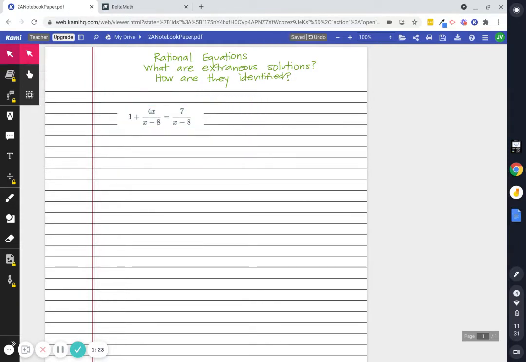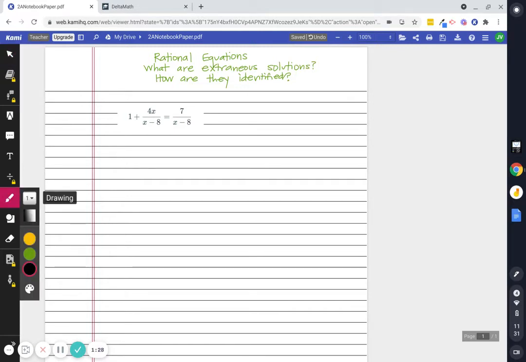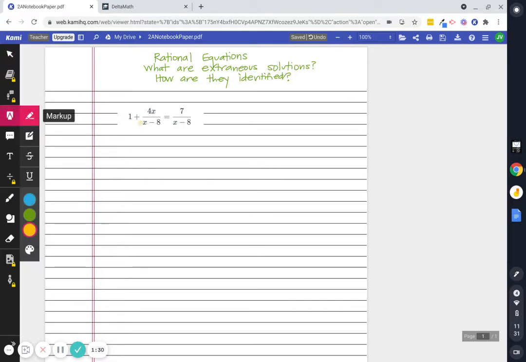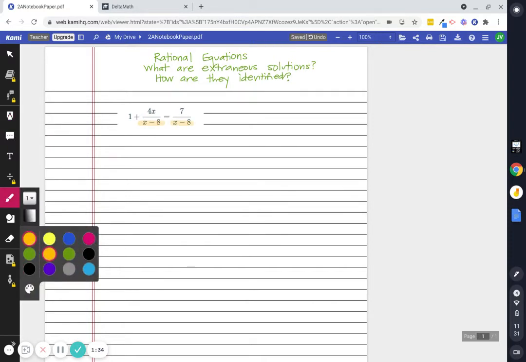Okay. So one of the very first things that we're going to do in this particular problem is we're going to look at those denominators. So I see a denominator of x minus 8, and I see another denominator of x minus 8. And so I'm going to identify a lowest common denominator. In other words, what's the smallest thing they have in common? Well, they're both x minus 8. And I'm going to identify that. That's going to be my first step.